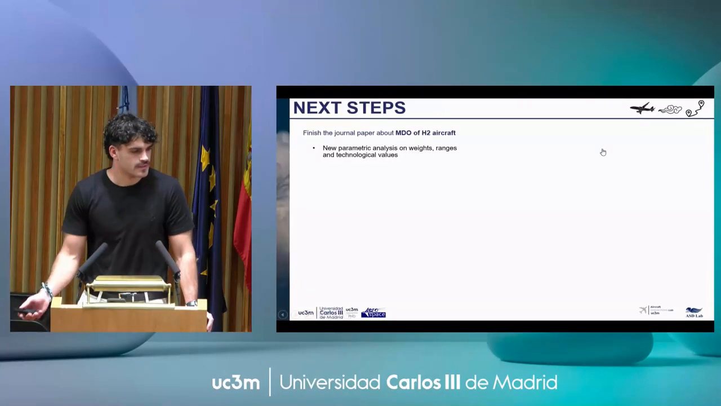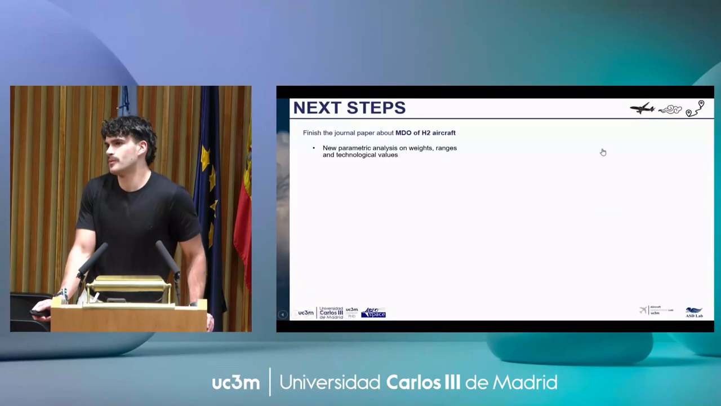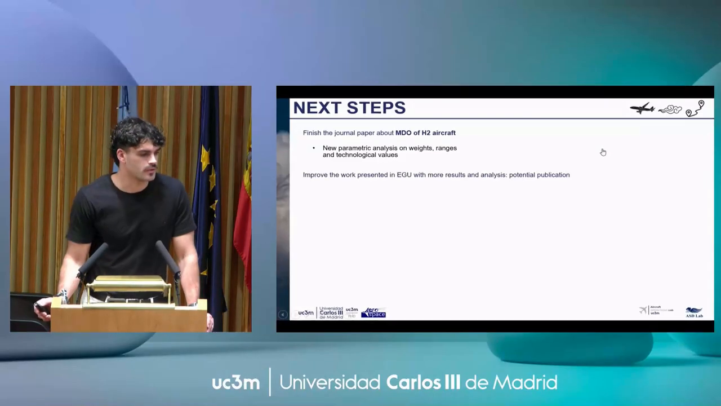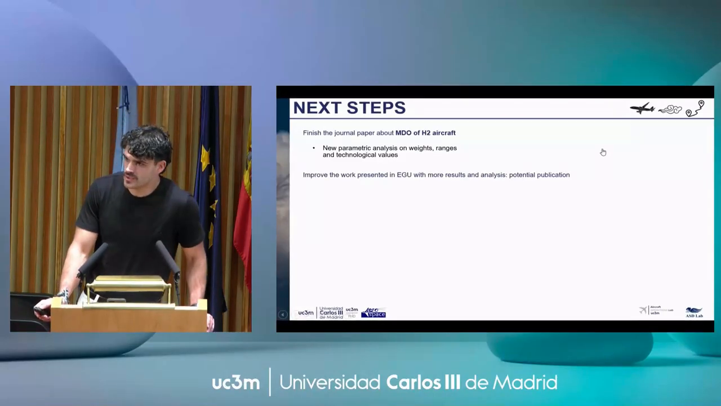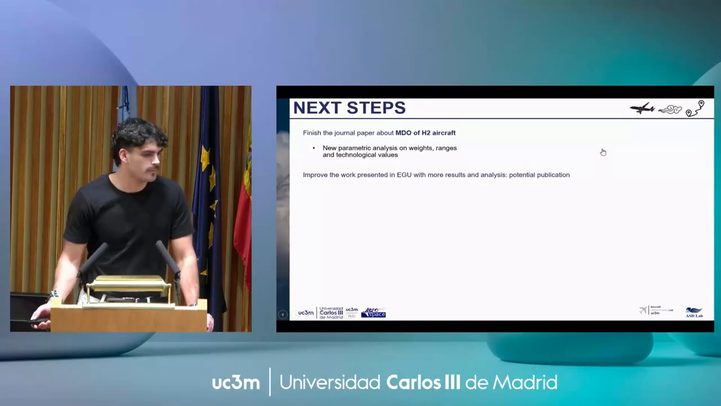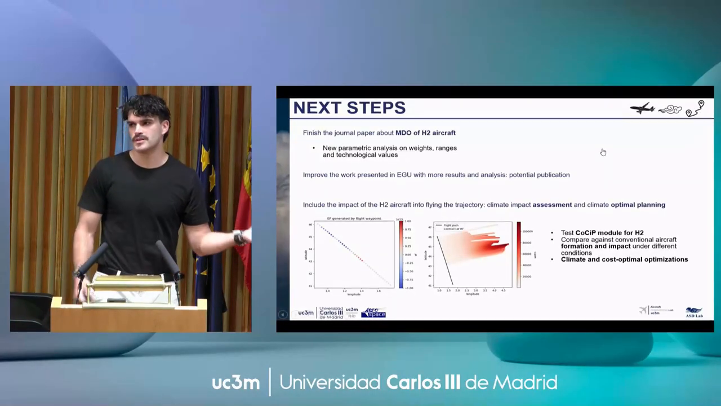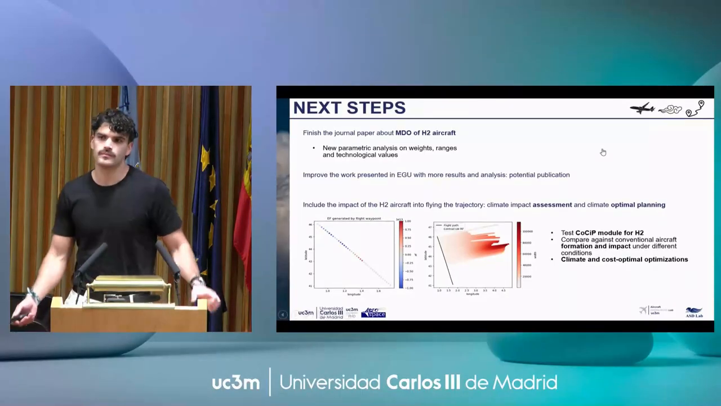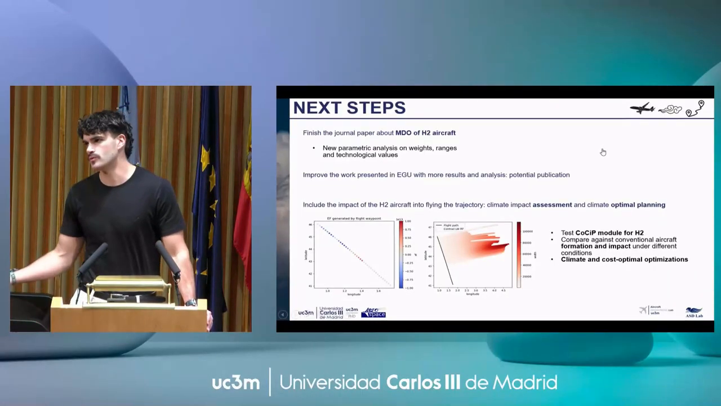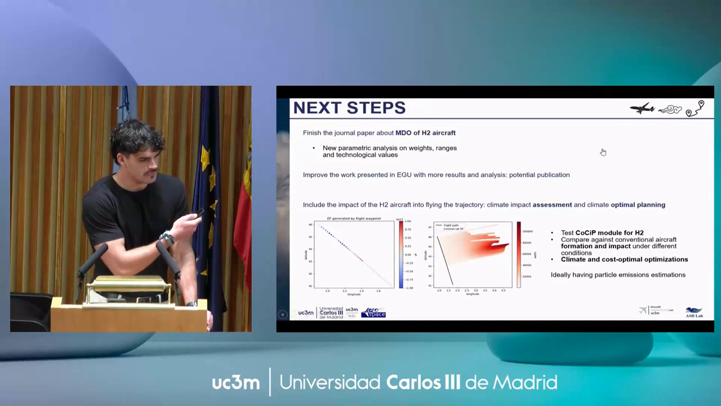So the next step would be to finish the journal paper about multidisciplinary design optimization of the hydrogen aircraft, improve the work presented in EGU about contrails and ground cameras, and also to start to incorporate the climate models into the trajectory optimization part. So not only optimizing for cost and time, but also for climate impact.